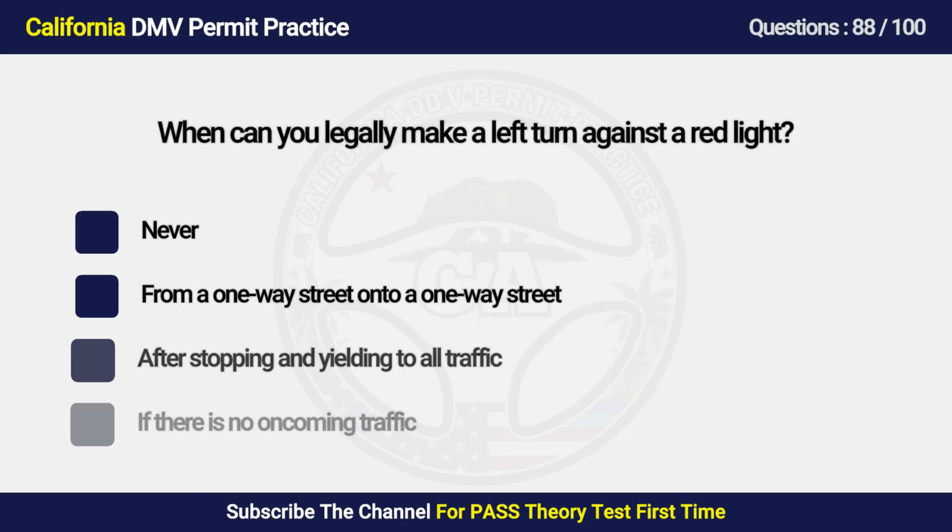Question 88. When can you legally make a left turn against a red light? A. Never. B. From a one-way street onto a one-way street. C. After stopping and yielding to all traffic. D. If there is no oncoming traffic.